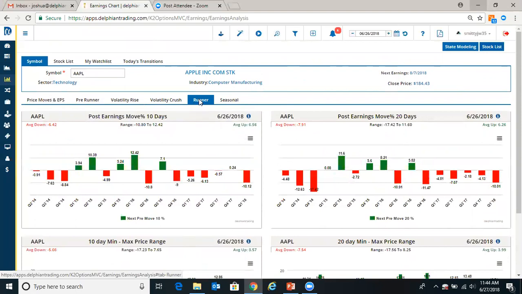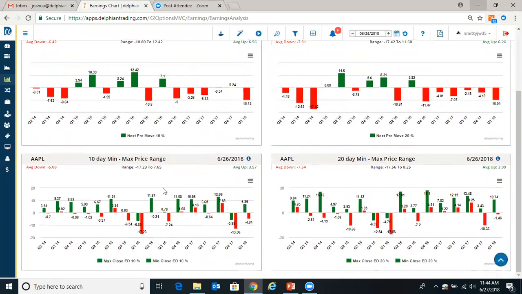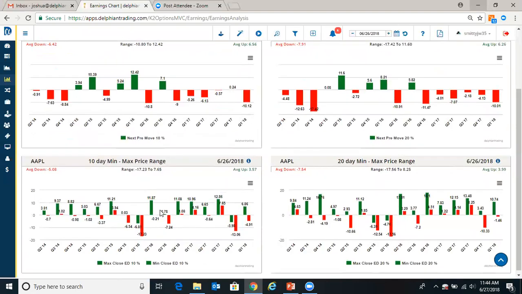The runner tab is for 10 and 20 days after the earnings announcement, to see if we can identify any trends for those time periods after the earnings. It gives you the percentage move for 10 and 20 days and also the min-max range for those time periods.